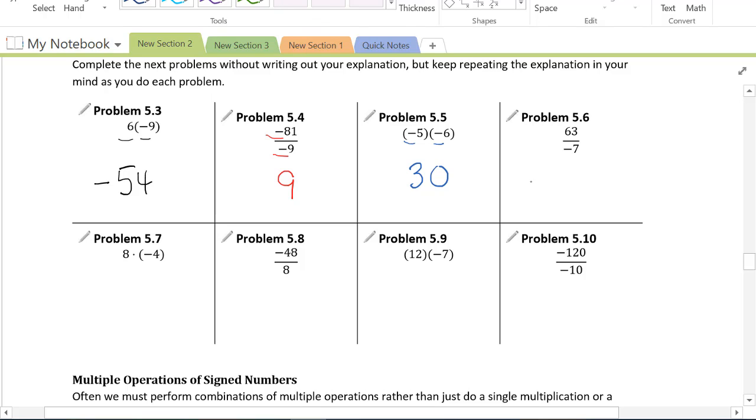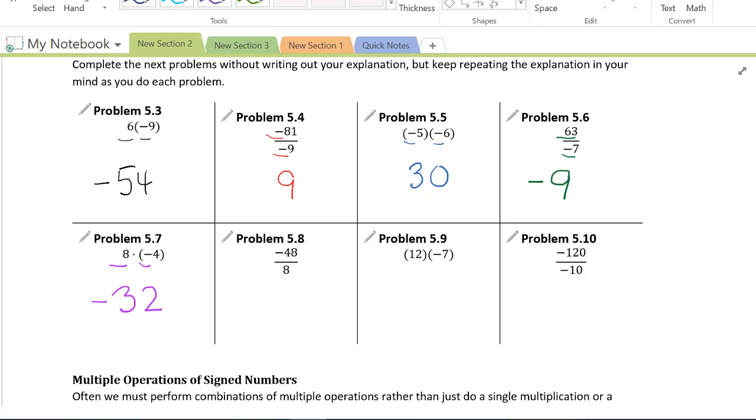Next one, we have 63 divided by negative 7, which gives us 9. The signs are different, right? 7 is negative, 63 is positive, so the answer is a negative 9. The next one, we have 8 times negative 4, that gives us 32. But the signs are different, right? We have a positive 8, negative 4, so they have different signs, negative.